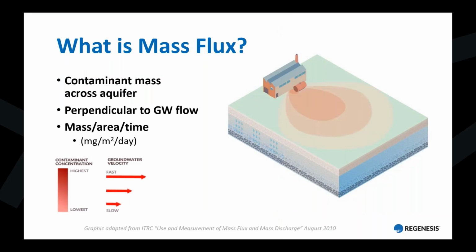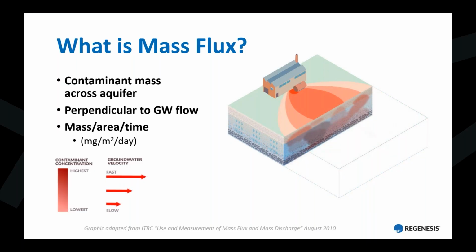So, we talk about, what is mass flux? In essence, this is just contaminant mass moving across a unit area. And this is going to be perpendicular to groundwater flow. But as you see in this animation, the concentrations where you have darker colors, it isn't always uniform. Quite often it may vary.